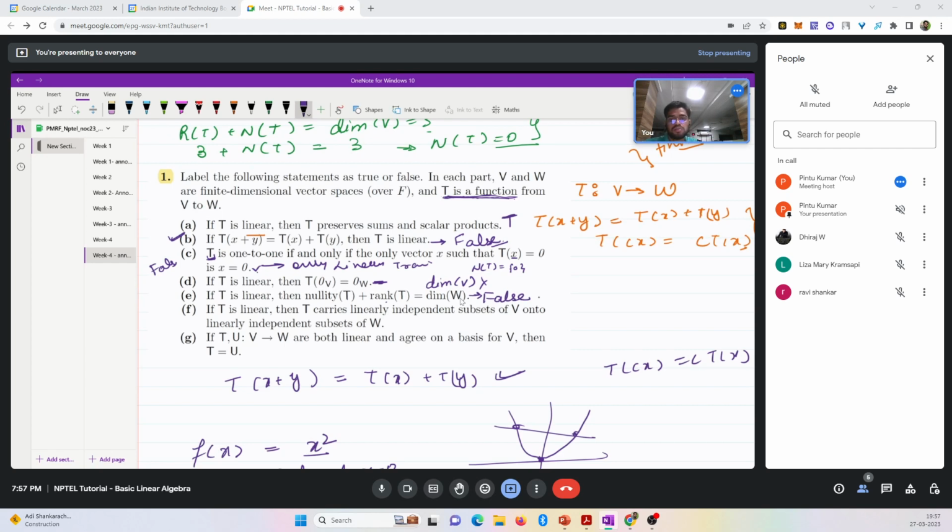Okay, so if T is linear, then T carries linearly independent subset of V onto linearly independent subset of W. This is also false. If you take T of x is equal to 0, then every element is carried to 0, and this set is not at all a linearly independent set. This is a linearly dependent set because it has only 0 in it. So this is also false.